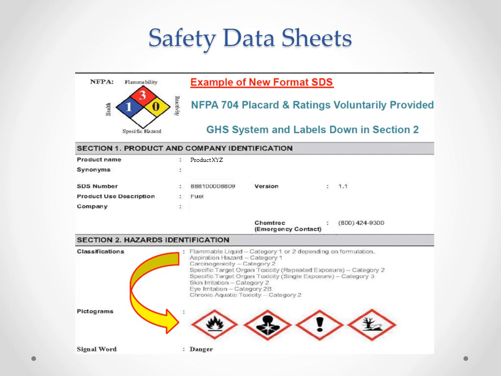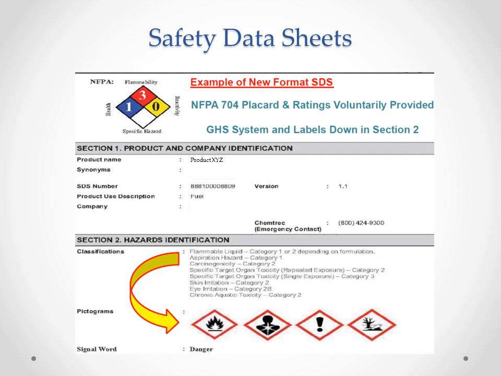Section 2 shows the hazards that are identified, and you'll see flammable with category 1 or 2, and this is an example label, so it indicates it could be 1 or 2 depending on the formulation. What the aspiration hazard is, it shows this particular product is a category 1. Carcinogenicity, category 2, and so on. It goes to the different hazards.